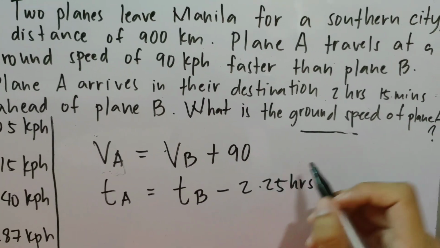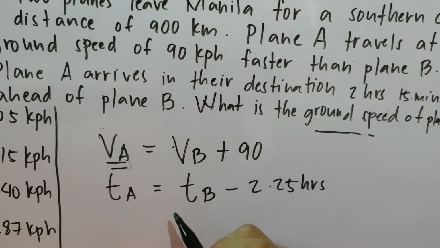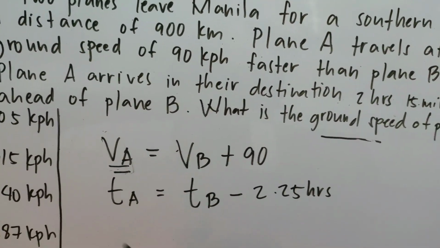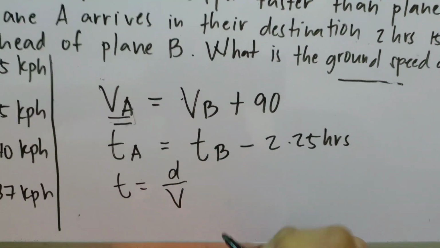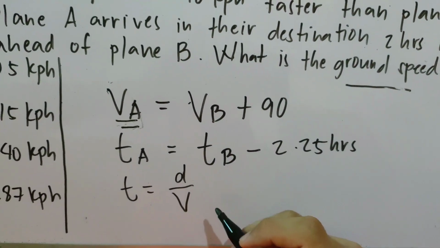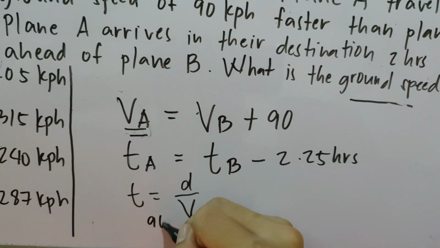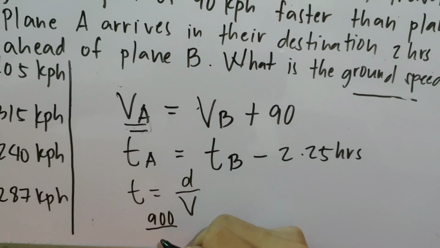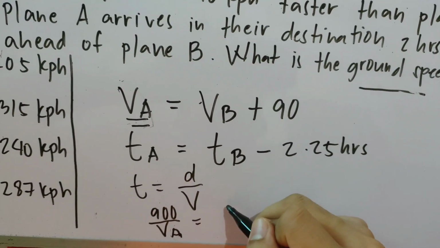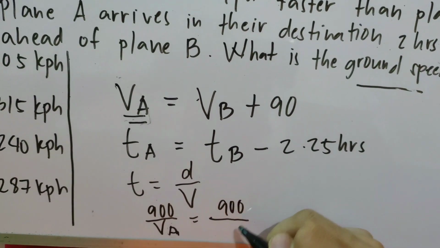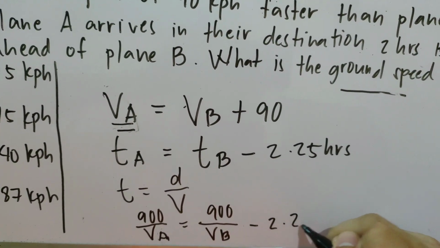Tapos, ang hinahanap natin dito ay yung ground speed ni plane A or yung VA. Ito yung hahanapin natin. So, una, ilagay natin itong mga times in terms of velocity. At alam natin na ang time is equal to distance over velocity. So, palitan natin ng distance over velocity itong mga to. So, yung distance natin is the same lang, 900 kilometers. So, yung TA natin is equal to 900 kilometers over yung velocity ng A or VA is equal to yung time ng B is yung distance 900 divided by velocity ng B minus 2.25 hours.